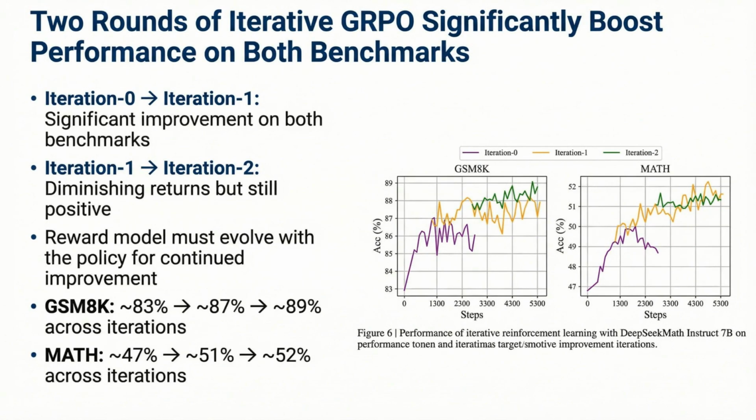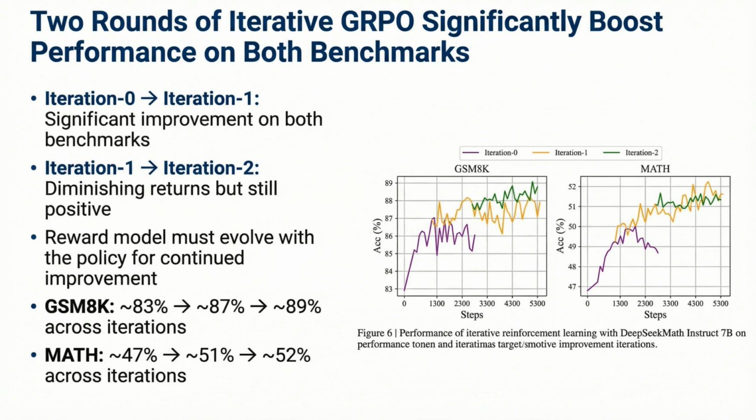We just saw how GRPO outperforms other methods, but can we push it further? Here is another important question. Once you have trained your model with GRPO, can you just keep training longer to get better results? Or do you need to do something else? Look at Figure 6. The purple line is iteration 0, the initial GRPO training. It improves and then plateaus.